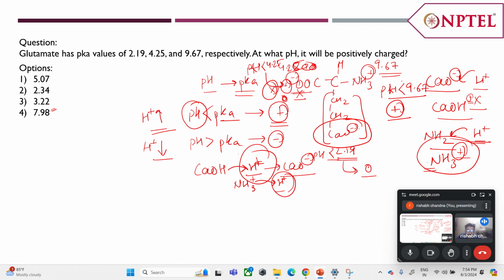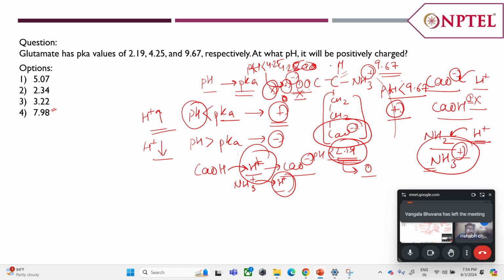Okay, am I clear with everybody? So now for this particular amino acid, glutamic acid, to be positively charged, both of these groups also would have no negative charge on them. So for that, pH less than 2.19 would be preferable to provide a positive charge on this particular amino acid.